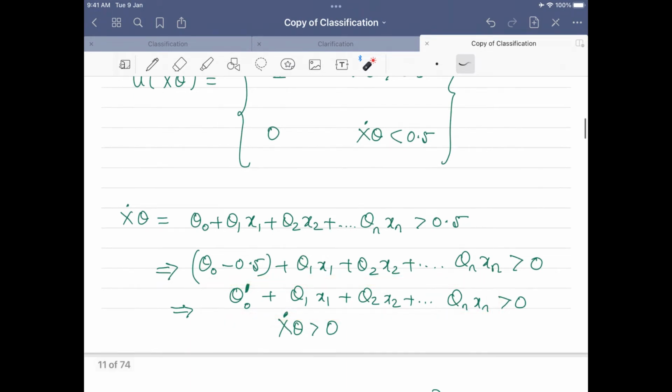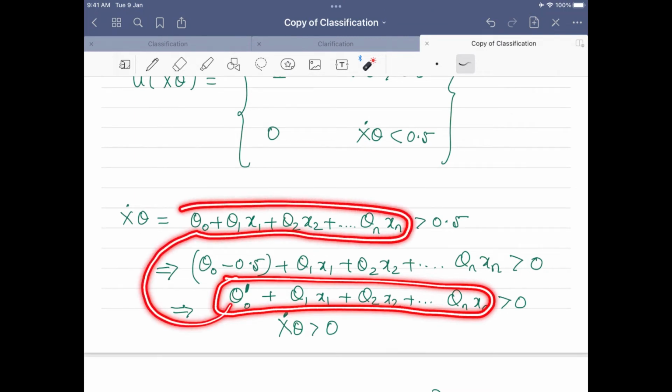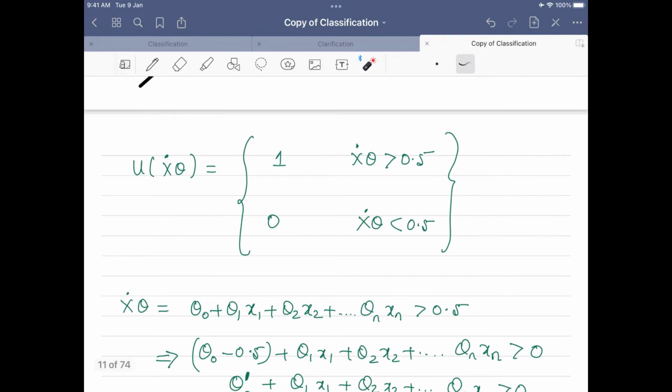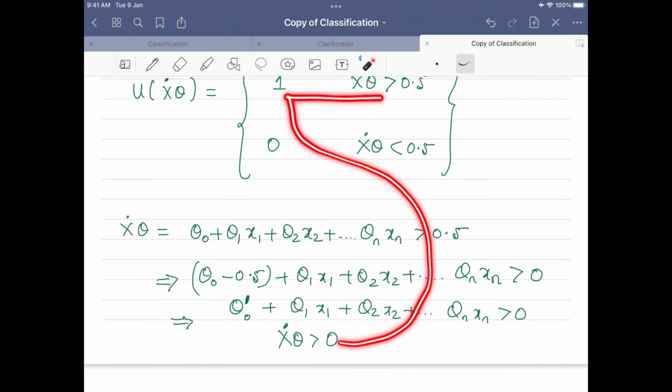The only difference is that theta 0 is replaced by theta 0 prime, which is nothing but theta 0 minus 0.5. So it hardly matters because you are actually adjusting the bias only by a small amount. So you can see that this equation also is somewhat equivalent to this original equation which is over here. So we can say that this is nothing but x dot theta greater than 0. Though mathematically they are different, we can bring in this 0.5 to this side to adjust the value inside and make this equivalent to this expression which is over here.